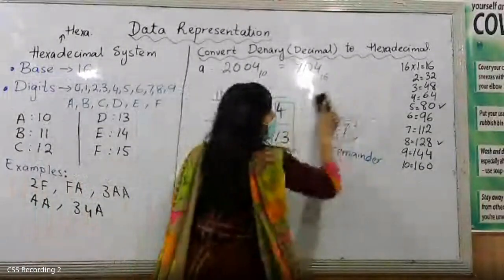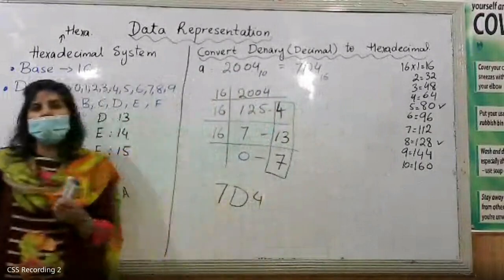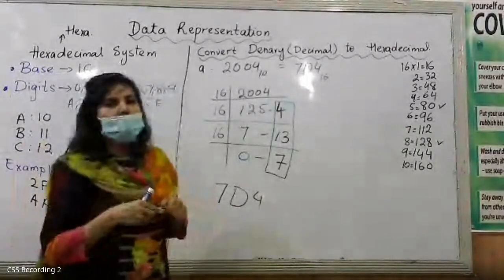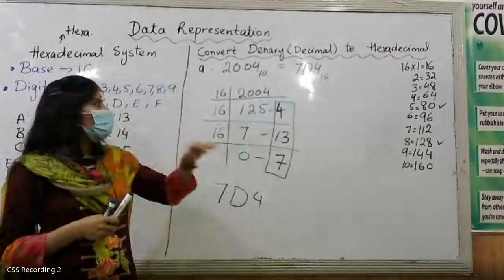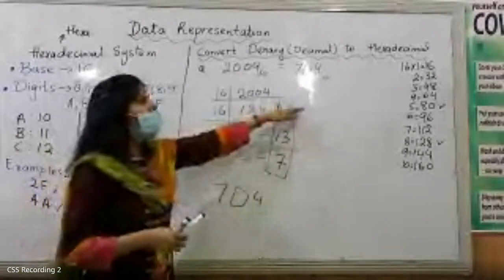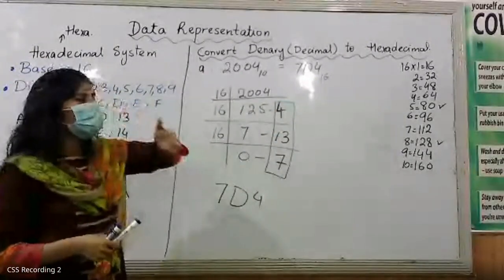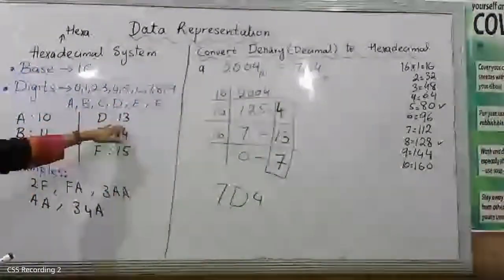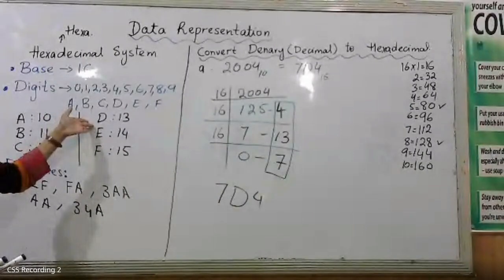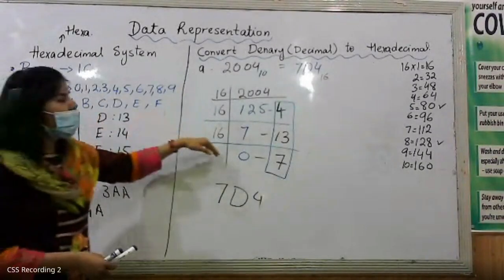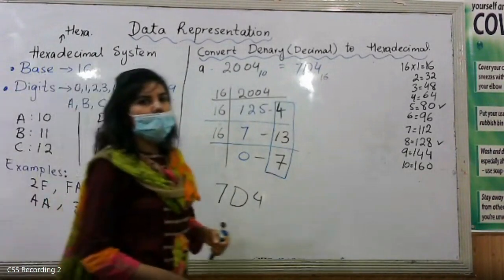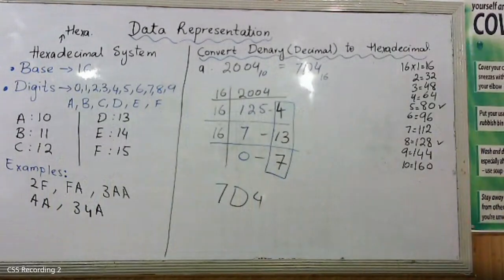Clear, students? I hope you got this concept that you simply have to divide, use the remainder, and after getting all the remainders, you just have to write the answer from bottom to top. If you get any value greater than 9, you have to replace that value with the letter, right? Is it clear to you? Okay. Let's discuss some examples with the help of slides. Let me show you some slides.